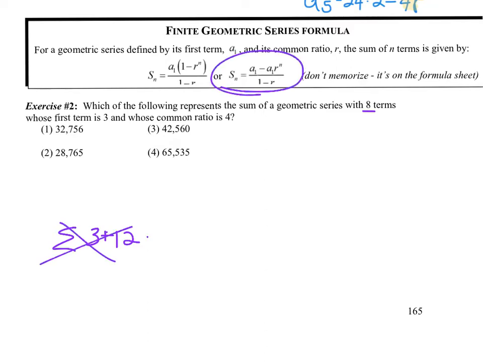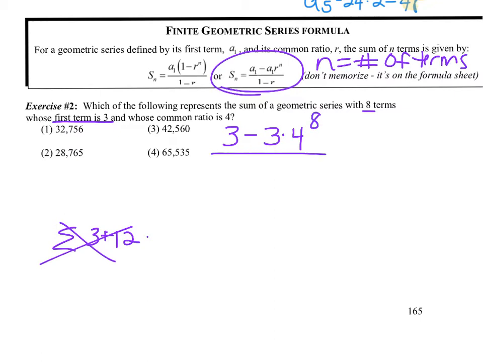I know that my first term is 3. So I'm going to plug that in. My common ratio is 4. And my n is the number of terms. And so they're nice here and they tell you that there's going to be 8 terms. So I'm going to put an 8 up there. And on the bottom, I'm doing 1 minus my ratio of 4.